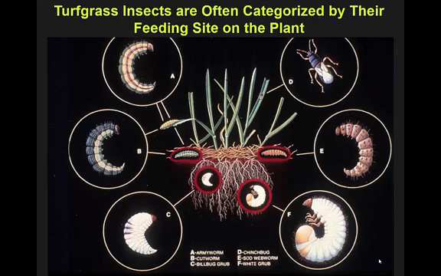Now, in general, when we talk about the kinds of insects in this crop, turfgrass, we will often subdivide it by what part of the plant they're associated with. So there are some that you're going to find on the blades, on the surface. There are others that are going to be in the crown area, maybe in the thatch as well. And then there will be those that feed on the roots.